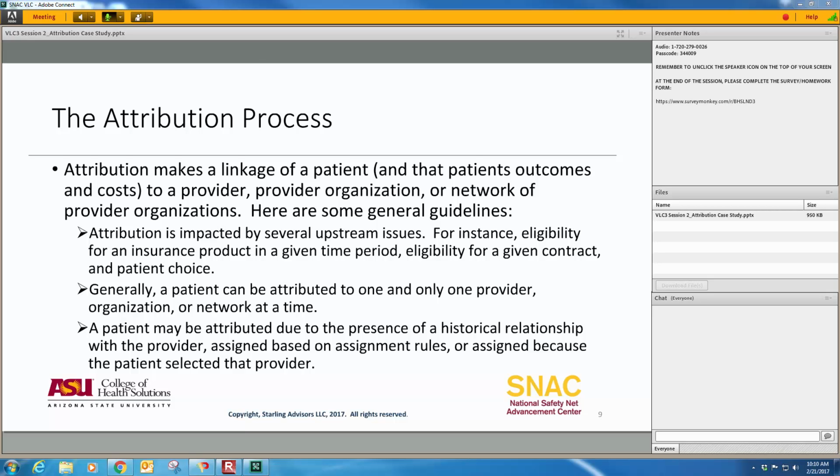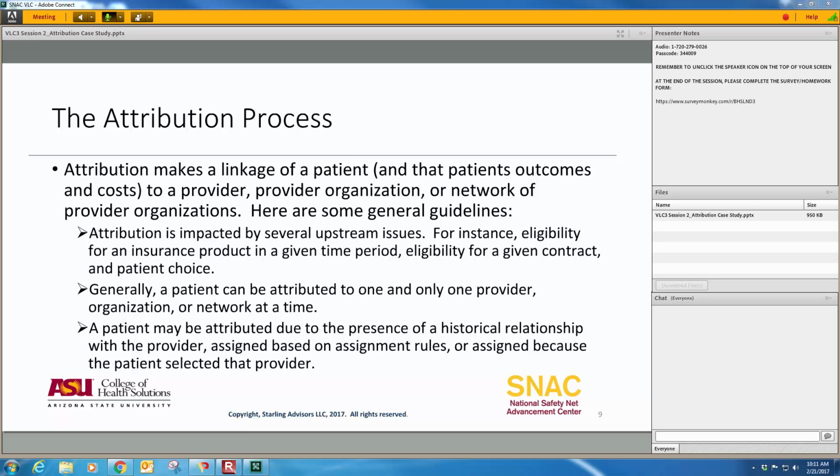A couple of things that we'd like to point out. Attribution is usually impacted by upstream issues. For example, the patient needs to be assigned or eligible for the insurance product at the time of attribution. Sometimes there's requirements that the patient have had continuous coverage for a period of time. In, for example, the Medicare Shared Savings Program, the patient needs to have been a participant on Medicare for the previous 3 years.